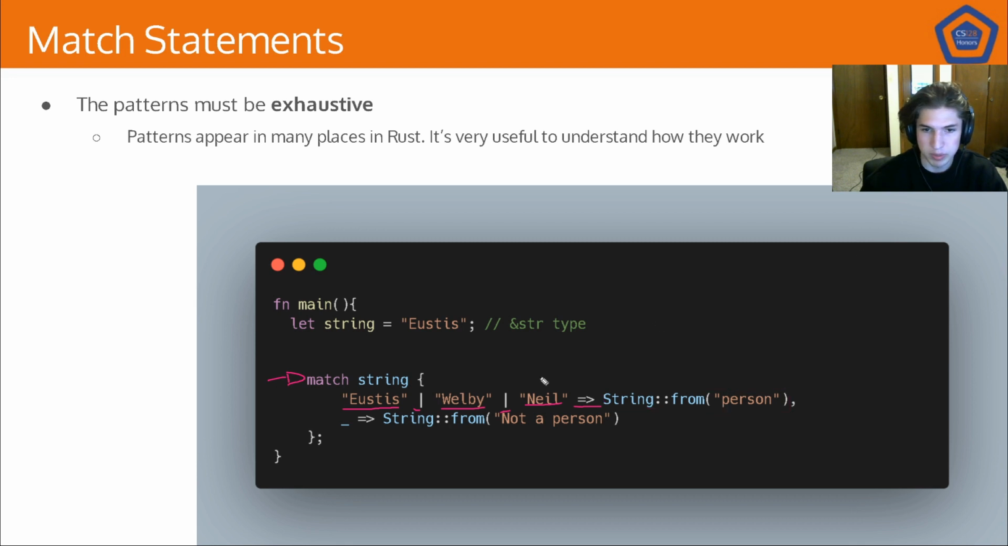Or return the string from person. Else, and this is a special operator, this underscore operator effectively says match everything, okay? Of course, we can't start with this, because the match statement will enter whatever first branch is correct. It fits whichever of the first patterns fit, it will enter, and only that one. And so this one matches everything, which makes this exhaustive. And then it will just have the string, not a person.